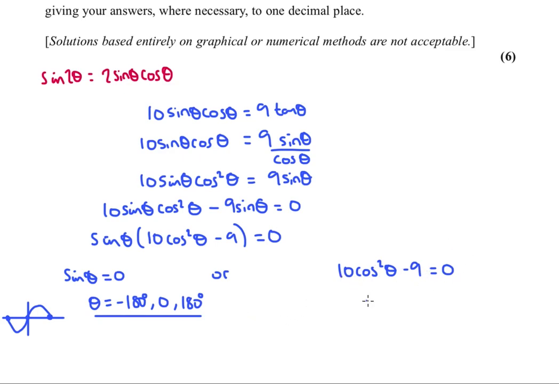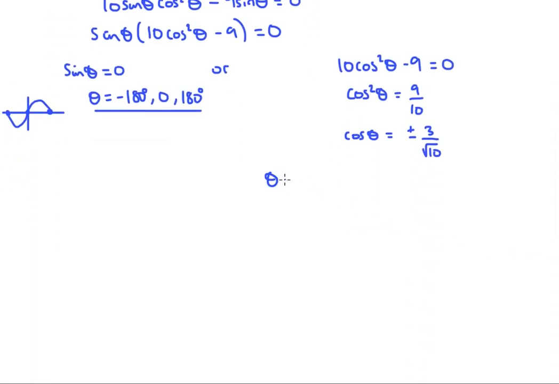This one, we need to move the 9 over and divide by 10. So cos theta is either the positive or negative square root of that, which will be root the 9 is 3 over root 10. And so theta will be the inverse cos of 3 over root 10, or the inverse cos of minus 3 over root 10. So if we type this one into our calculator, and we're in degrees, make sure your calculator is in degrees for this question.